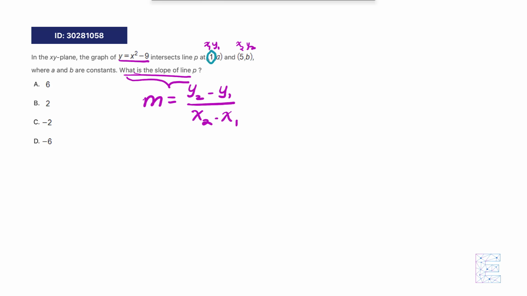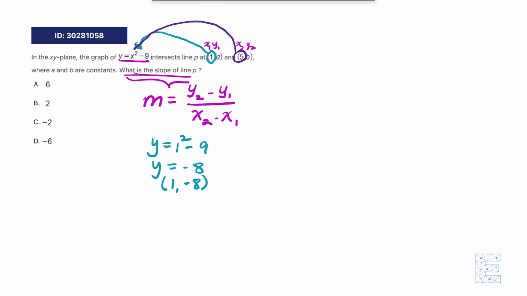So how do you do that? You're going to take the known x value and plug it into the x variable. So for that first one, it'll be y equals 1 squared minus 9. So y equals -8, which means this first point is (1, -8). Let's repeat that for the other point. We'll take the 5, the known x value, and plug it into this equation in place of x. So we now have y equals 5 squared minus 9, and y will be 25 take away 9, which is 16. So this other point is (5, 16).